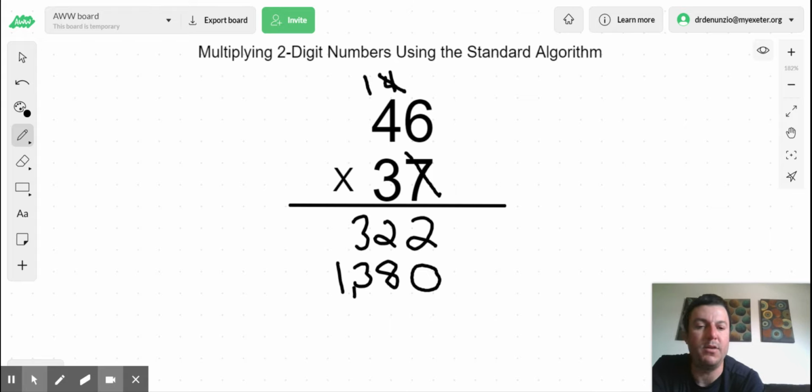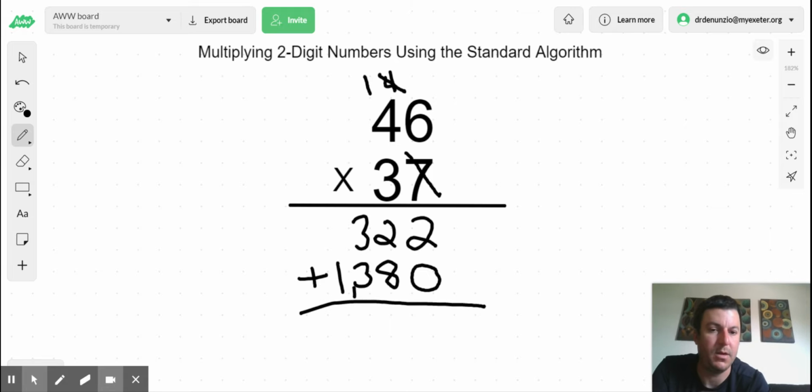Now, 322 and 1,380. We know from the previous video that you watched that your answer is 1,702. Well, why didn't we get that? Because we're not done yet. The final thing to doing the US standard algorithm with multiplication is to add your 2 sums that you got up.